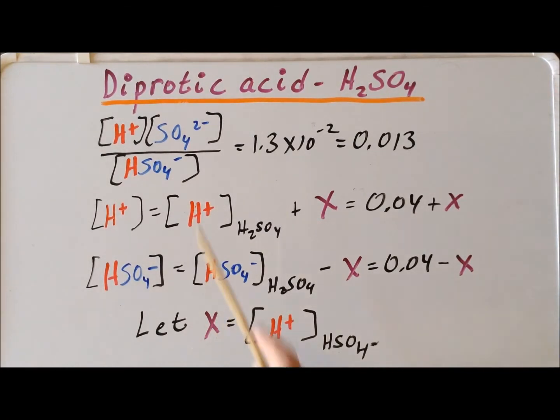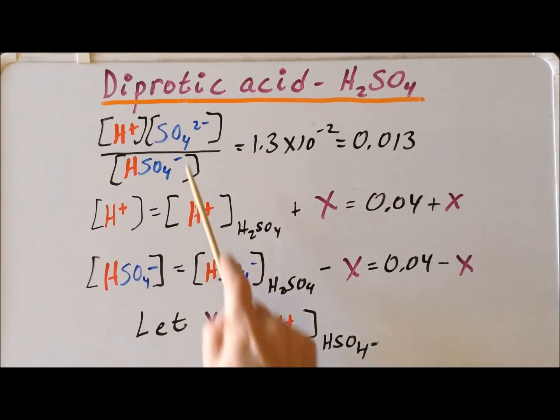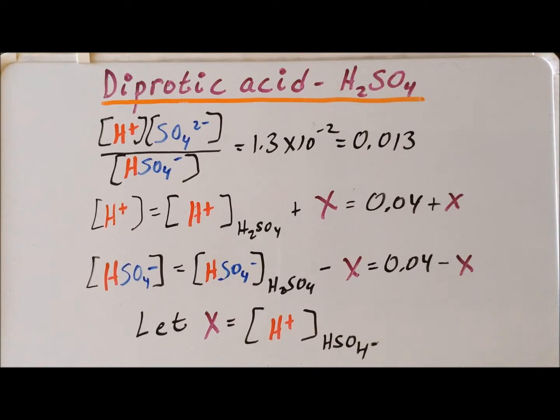Now recall in the second equilibrium, the second step, that when we have dissociation of the bisulfate ion, for each mole of bisulfate ion that dissociates, we get 1 mole of H plus, so that's this expression here. We also get 1 mole of sulfate. It's a 1-to-1 relationship. Therefore, our variable x is also conveniently equal to the concentration of sulfate ion. We get this from the stoichiometry of the second reaction.